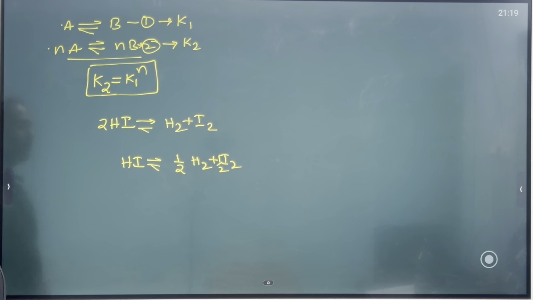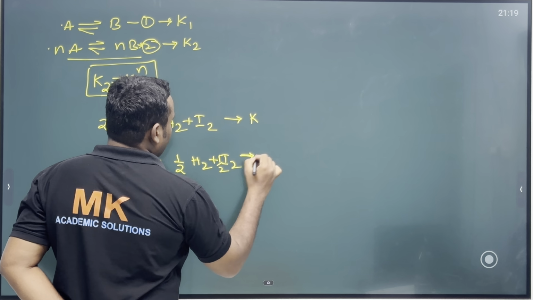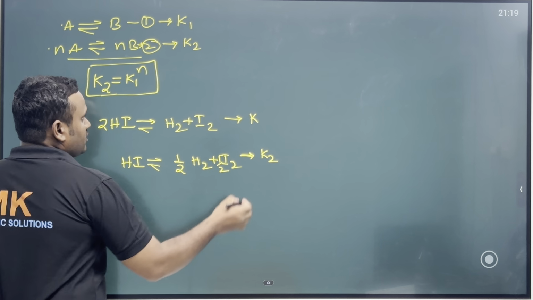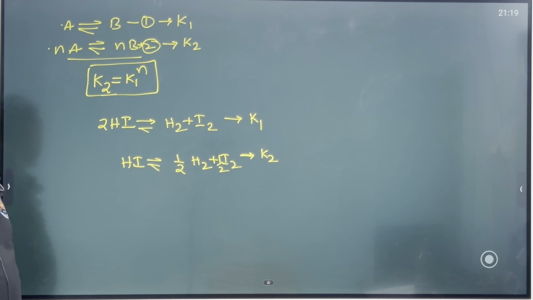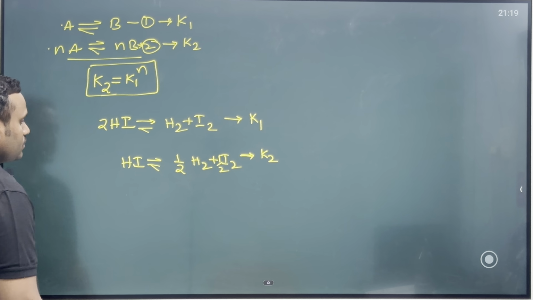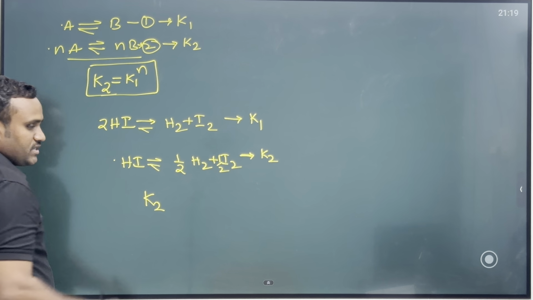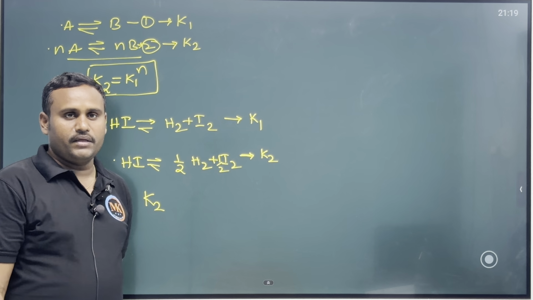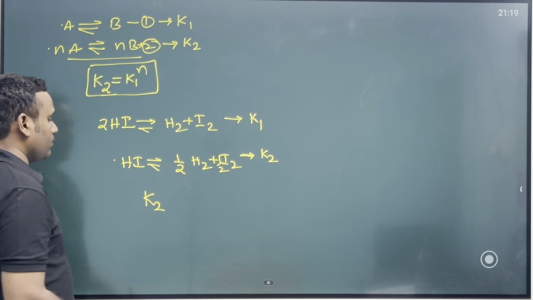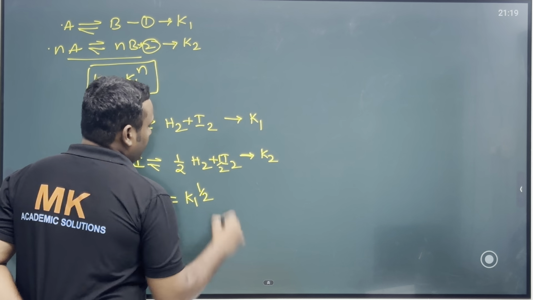Okay. So now it is the K1 and here it is the K2. So now what is the relation between K1 and K2? Here K1 is the equilibrium constant 1, K2 is the equilibrium constant 2. So how are we getting this second equation from the first equation? By dividing by 2 or multiplying by 1 by 2. Therefore K2 is equal to K1 power 1 by 2.